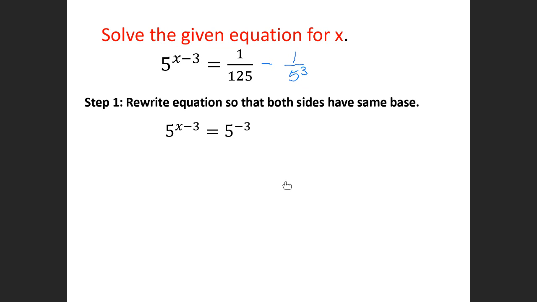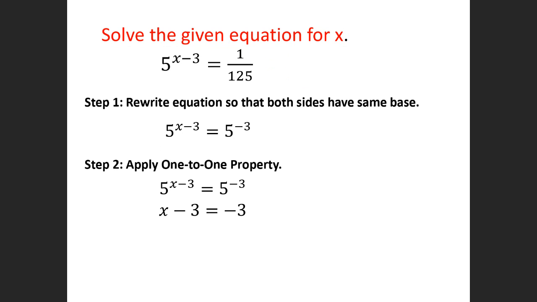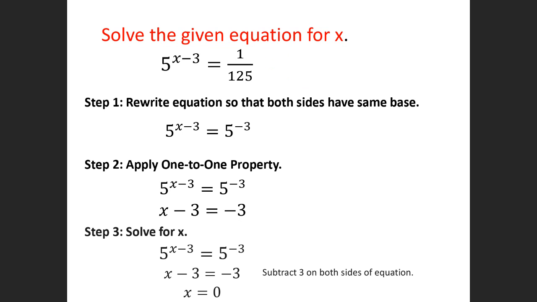My one-to-one property tells me that for these two exponent equations to be equal to each other, their exponents also have to be equal to each other. So we have x minus 3 is equal to negative 3. To solve for x, I'm going to add 3 on both sides. And when I do that, I have x is equal to 0.